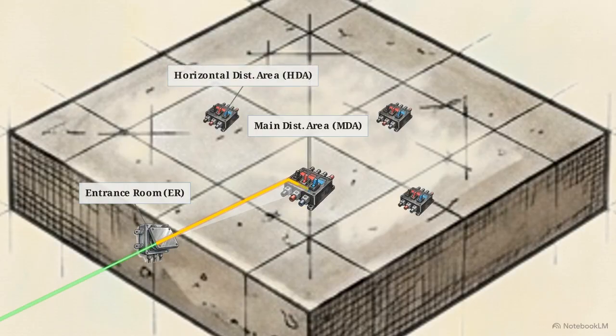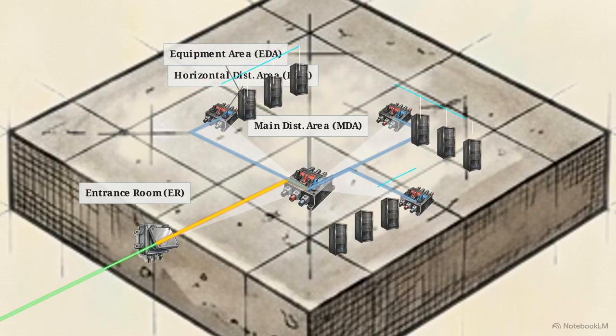The architecture then branches outward. Fiber runs from the central MDA out to horizontal distribution areas, which serve as localized network hubs for specific rows of servers. Finally, those lines terminate at the equipment distribution areas. This is where the patch panels connect directly to the active server cabinets.